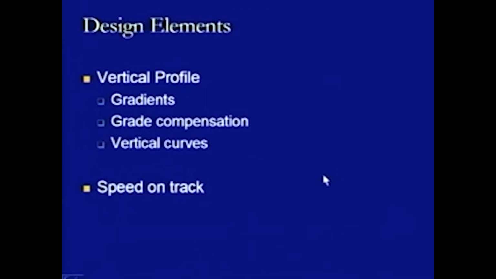whereas in the case of the vertical profile, the things which need to be discussed are the gradients and their effect. Gradient means it's a value or a way by which two points which have been placed at different elevations can be joined together, and that is what the gradient is.